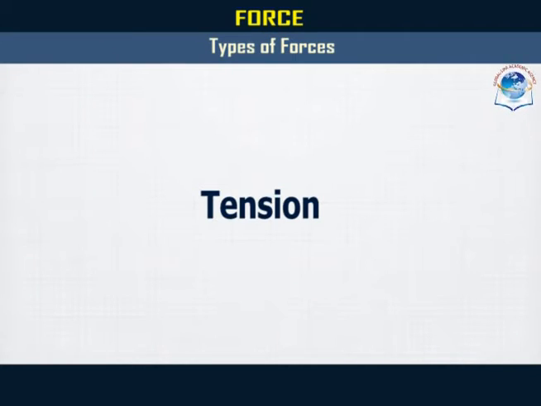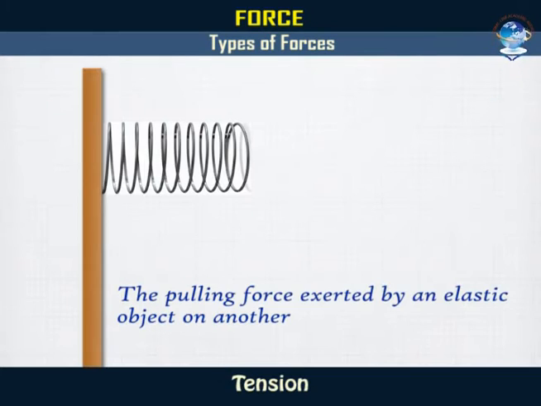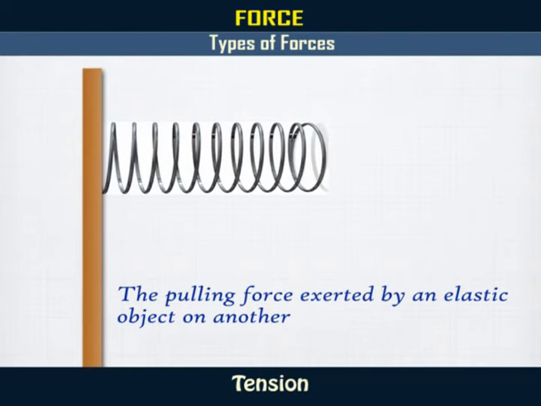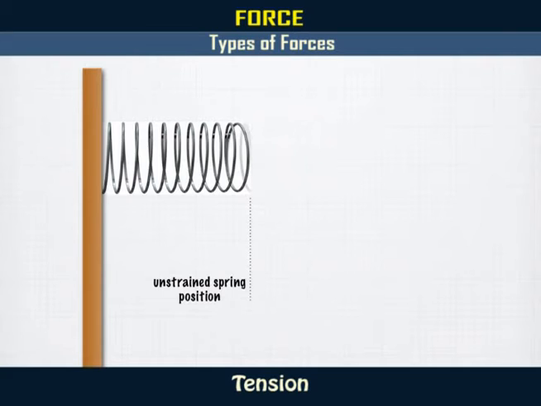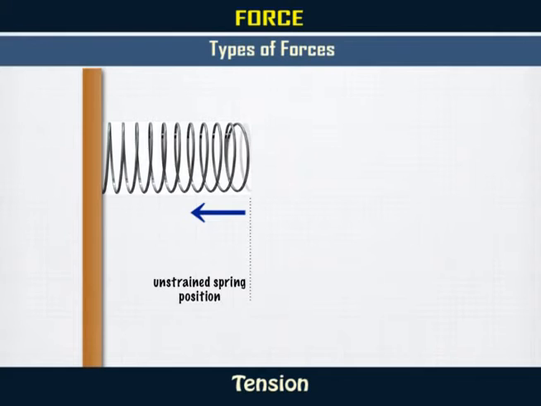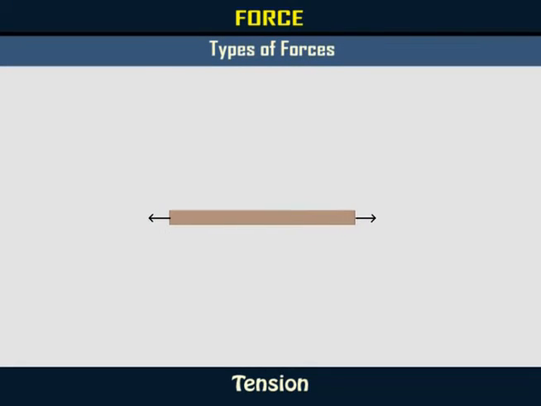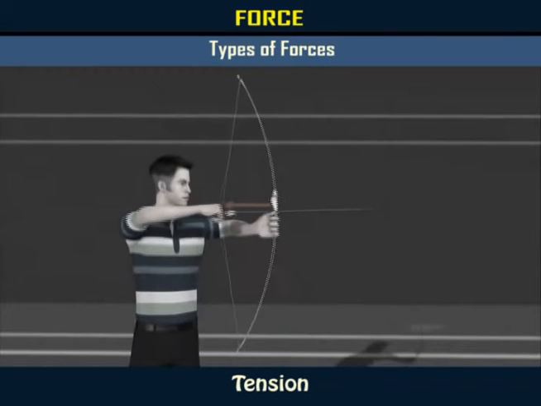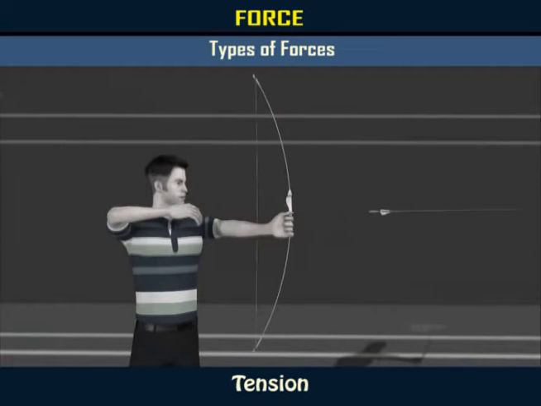Next force, tension. Now, this is the pulling force exerted by an elastic object on another, for example a spring or an elastic band. When we stretch a spring by applying a force, the spring in return applies an opposite force to try and restore itself to the original state. The same happens when an elastic rubber band is stretched. It applies a counter force to try and restore itself. In fact, it is this restorative tensional force that allows us to shoot an arrow after stretching the string.